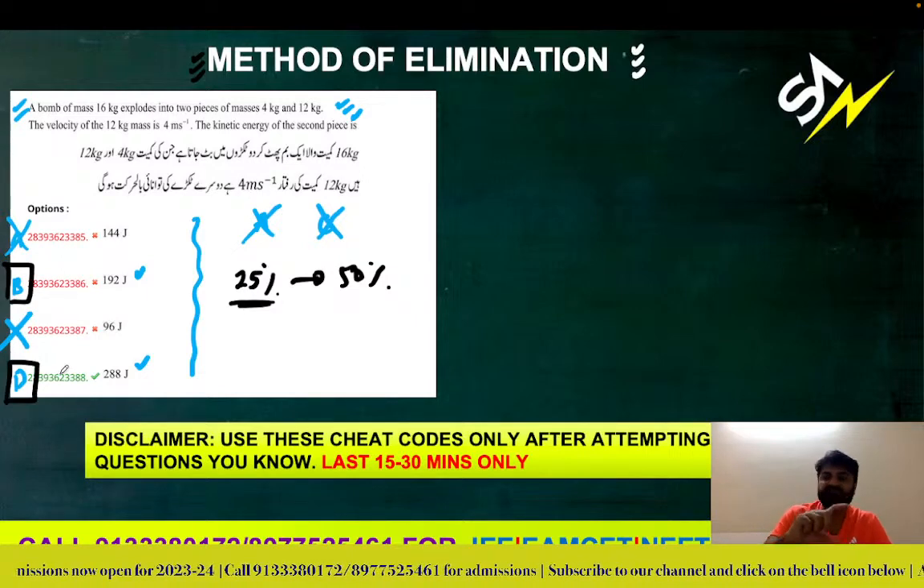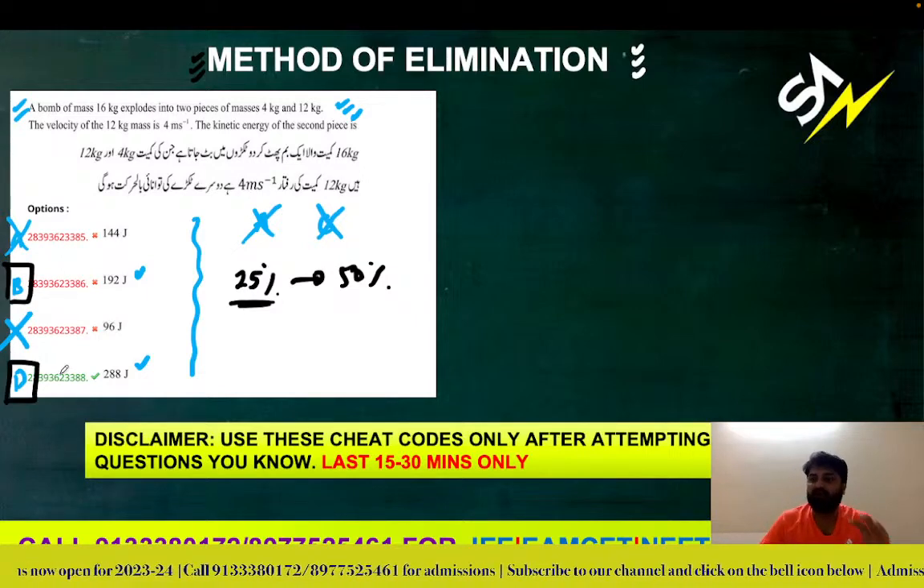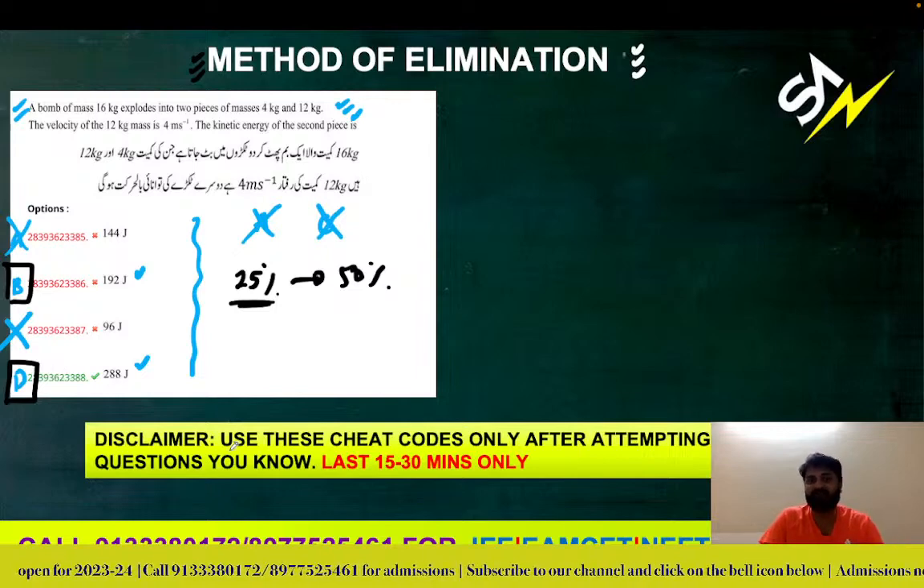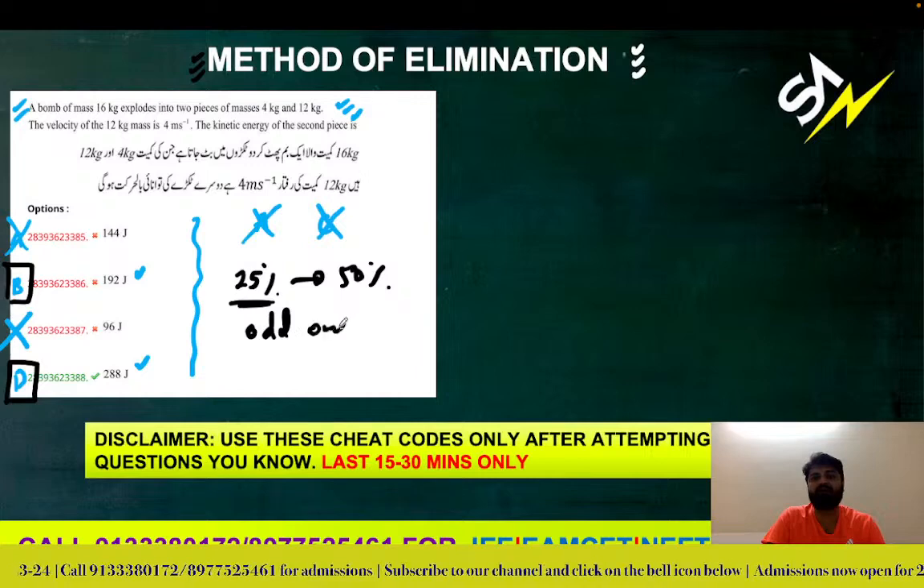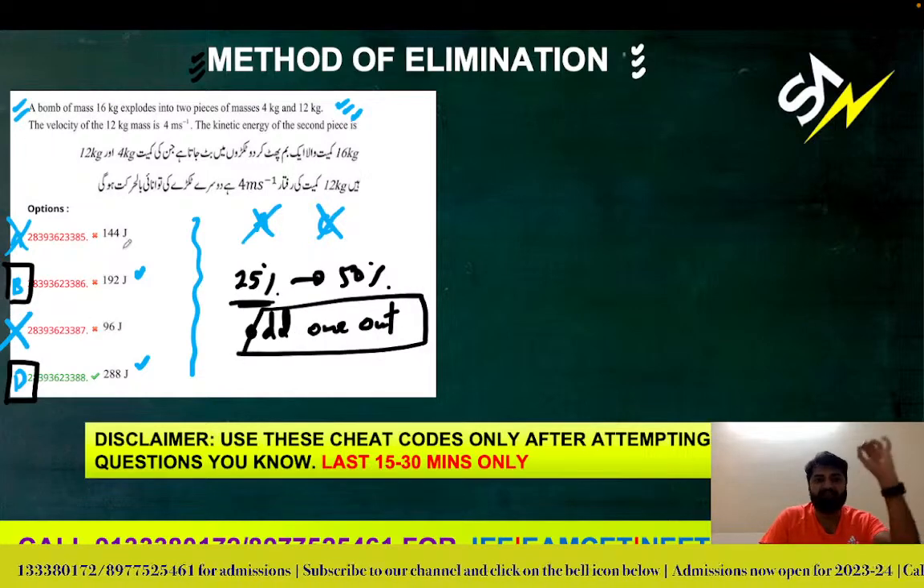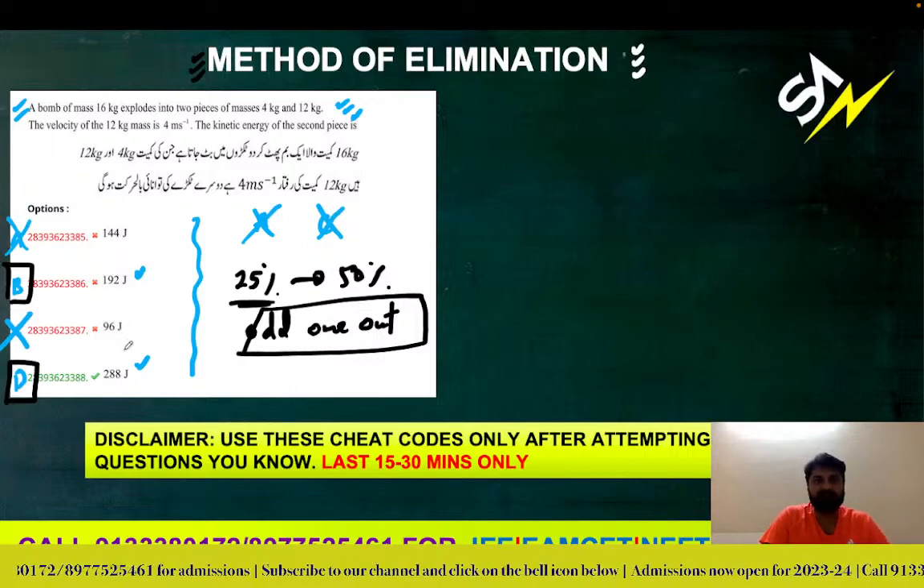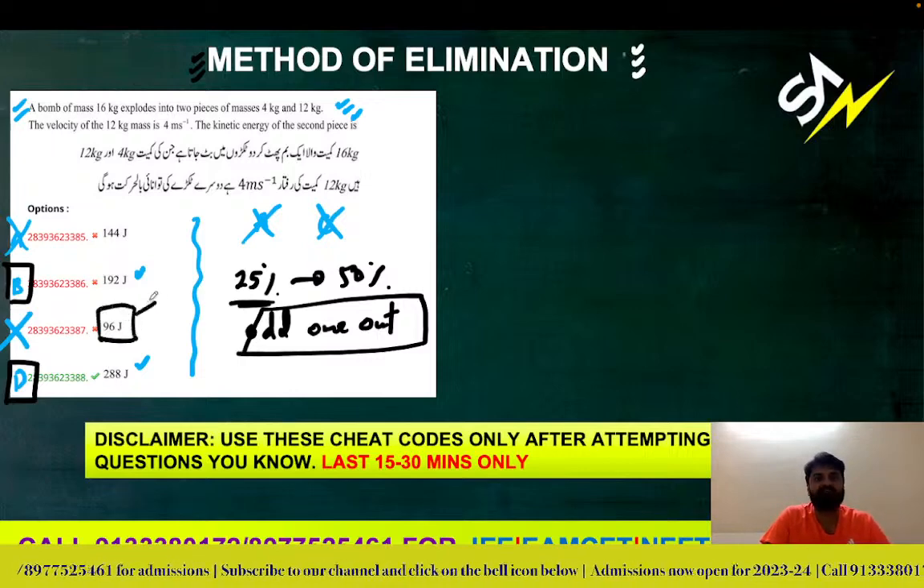And which is the best way to pick the option? We will see that in the next example as well. But you have to always combine it with odd one out. So you are observing here that 96 is the smallest answer.